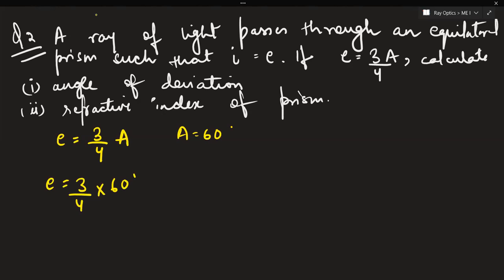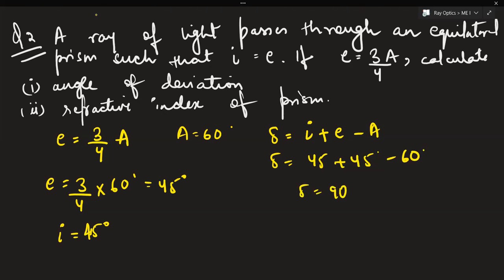If A is 60 degrees, E will be 3/4 into 60 degree. Directly we can write this: 15, that will be 45, right? So E is equal to 45. If E is 45, I will also be equal to 45 degrees because I and E are same. So the angle of deviation, delta, can directly be calculated from I plus E minus A. So delta will be 45 plus 45 minus 60, that is 90 degree minus 60 degrees, equal to 30 degrees. Correct. Ahmed, calculate the second part as well.